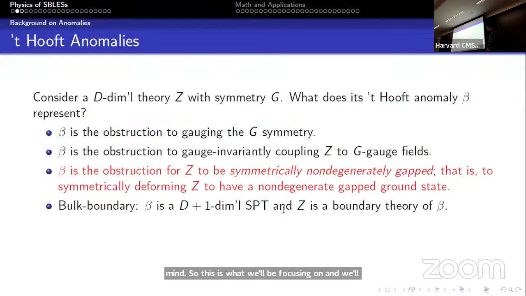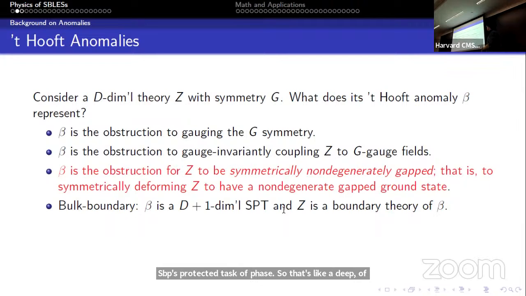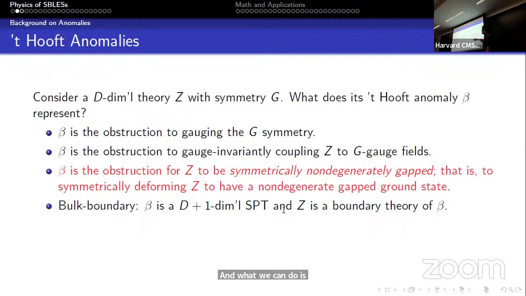In this one, I think about beta as a D plus one dimensional SPT, a symmetry-protected topological phase. So that's a D plus one dimensional theory, but it has no local excitation by itself, or it's invertible. And what we can say is that Z, the theory that we start out with, is not really well defined by itself, but rather it should be at the boundary of beta. So that's the bulk-boundary correspondence.